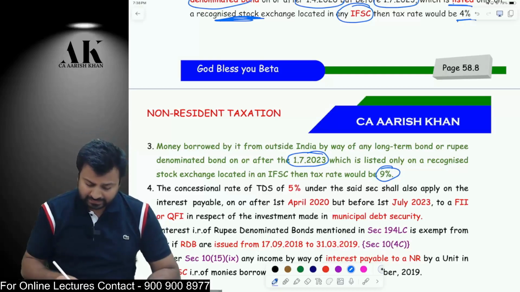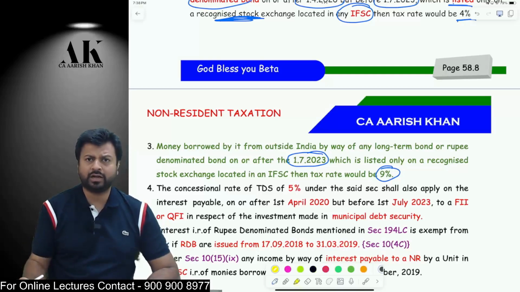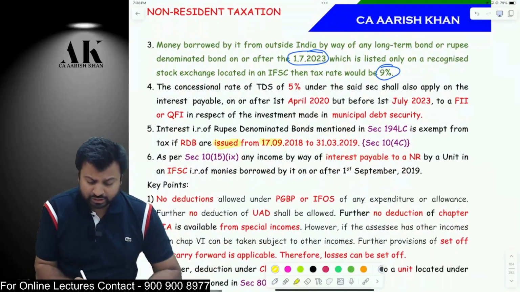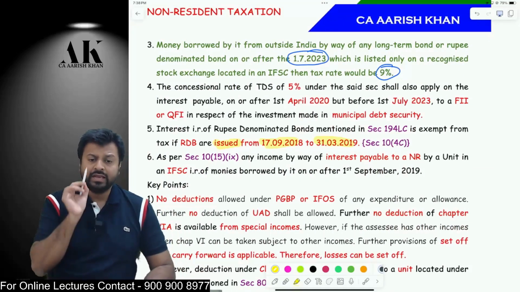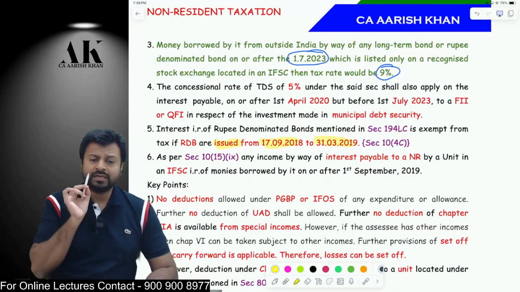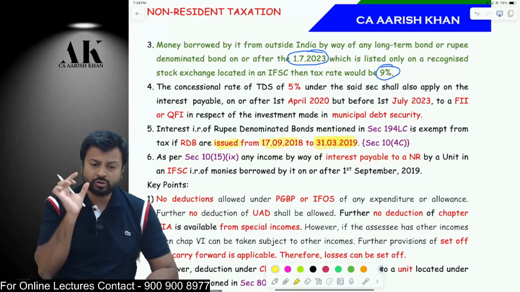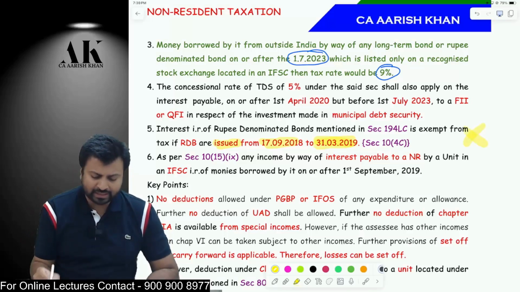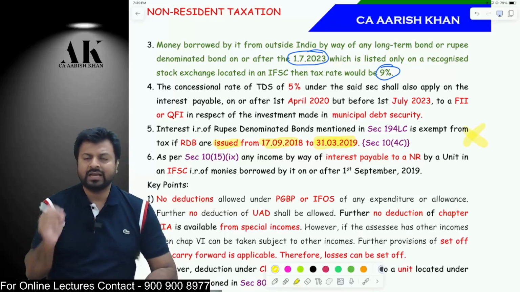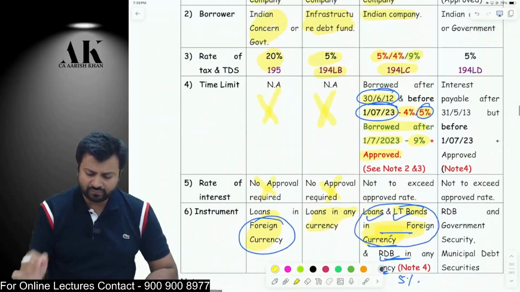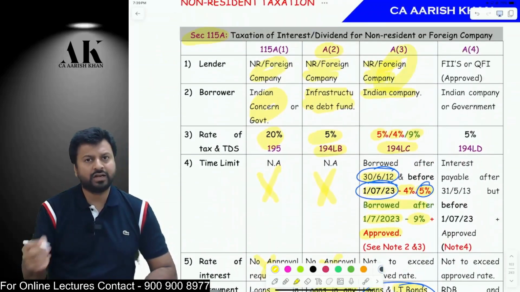Now, there is one relaxation also for rupee denominated bonds. The relaxation is as follows. See carefully: if the rupee denominated bonds are issued between 17 September 2018 and 31st March 2019, then it is exempt under income tax law. It is not liable to tax. I hope it is clear to all of you. These are different varieties which are covered under section 194LC and this third interest under this section.